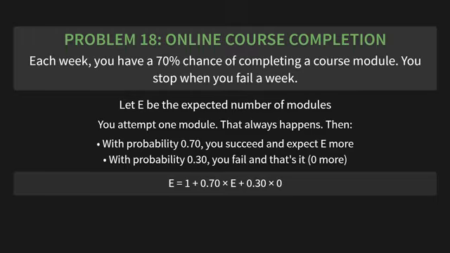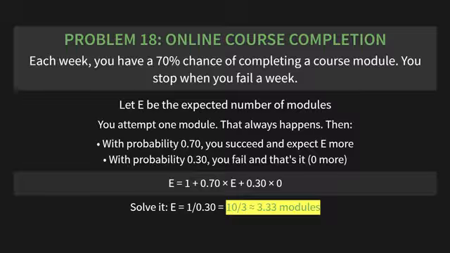0 more modules. So our equation becomes E equals 1, the module you're attempting, plus 0.7 times E if you succeed, plus 0.3 times 0 if you fail. Simplifying, E equals 1 plus 0.7 E. Solving for E, we get E equals 3.33 modules. On average, you'll complete about 3 1/3 modules before dropping out.